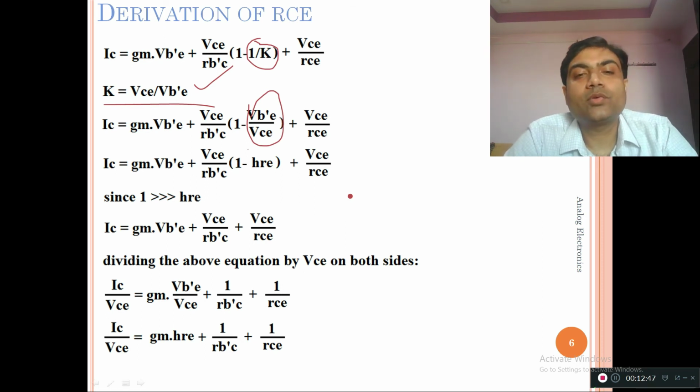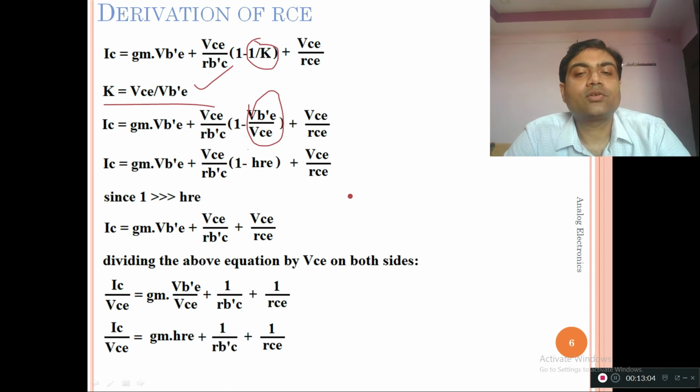Now dividing the above equation by VCE on both the sides. Why are we dividing the equation by VCE? Because IC upon VC is nothing but HOE, which we defined in the first case just at the starting of the derivation.